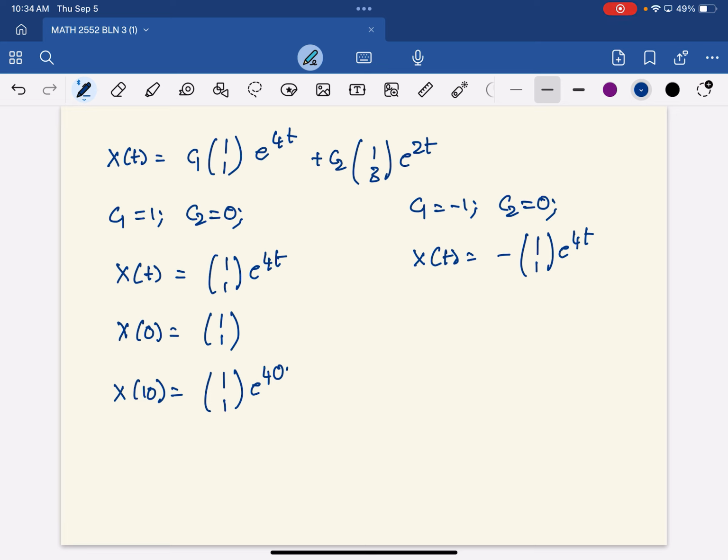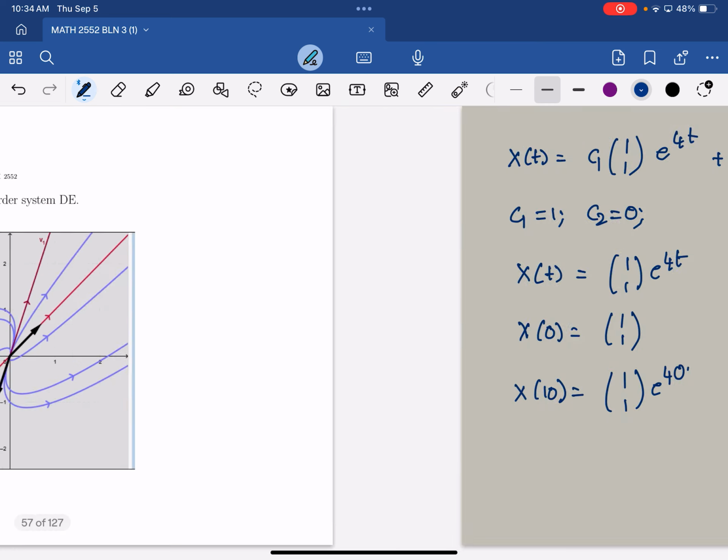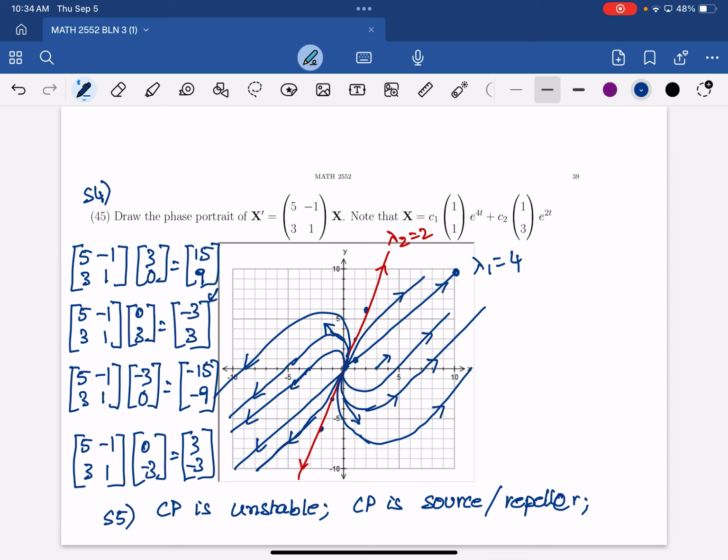So if t is 0, then my x of 0 is (-1, -1). But when t is 10, my x of 10 would be (-1, -1) times e to the 40. So that means (-1, -1) is here, but at t equals 10, I would have gone in that direction, so further in that direction. So I'm again moving away from the origin, and that's why they are outbound. Make sense? Now you can repeat the same logic.